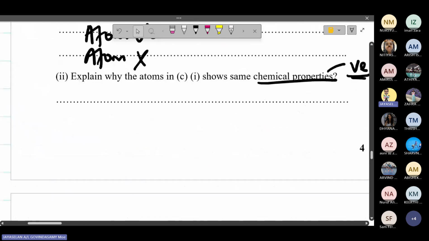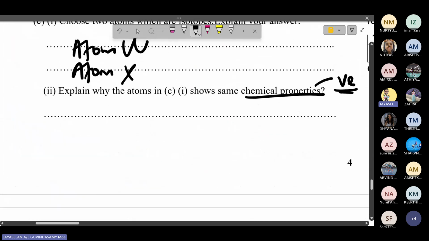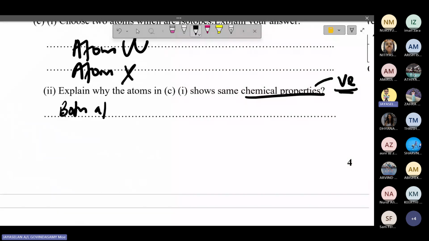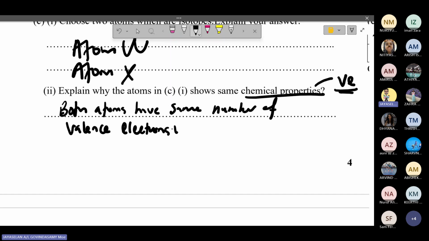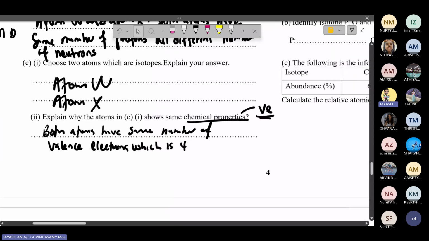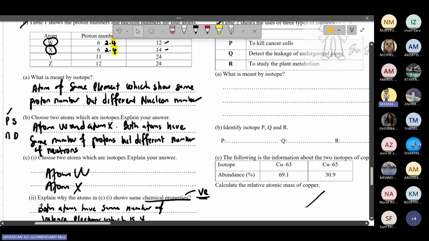So if they ask why atoms in C1 show same chemical properties, you put like this: both atoms have same number of valence electrons. Valence electron, which is 4. They have 4 valence electrons, right? So therefore, they show same chemical properties. Any question? So these are the type of question that can come out in the exam.